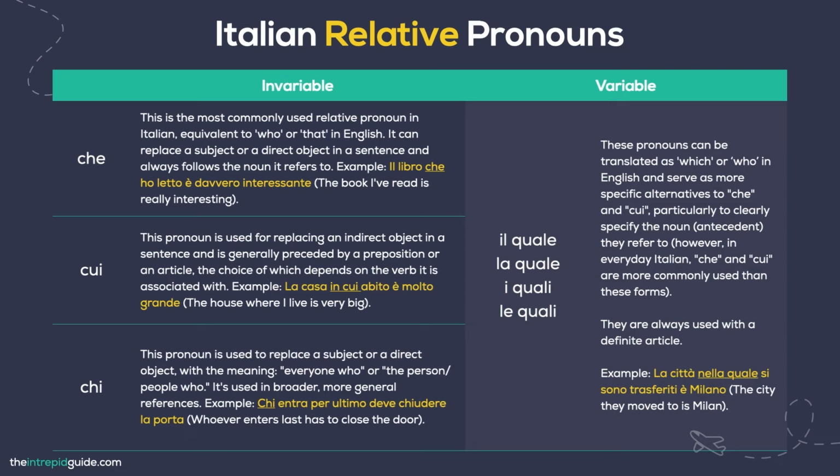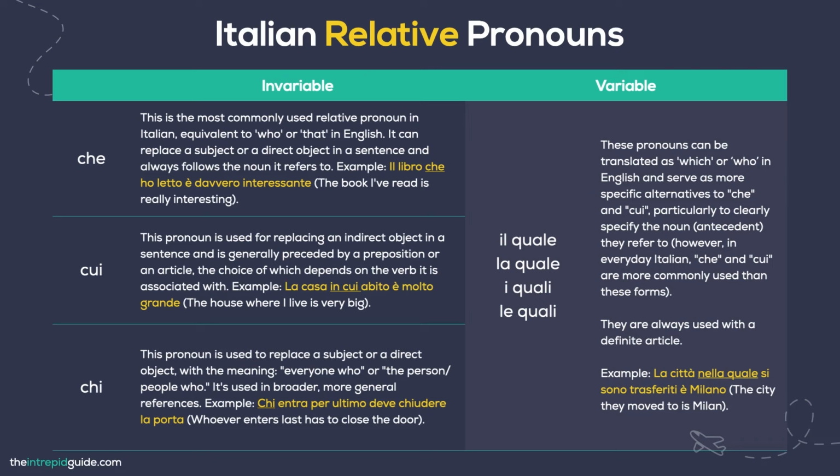Chi. This pronoun is used to replace a subject or a direct object with the meaning everyone who or the person or people who. It's used in broader, more general references. For example, Chi entra per ultimo deve chiudere la porta. Whoever enters last has to close the door.